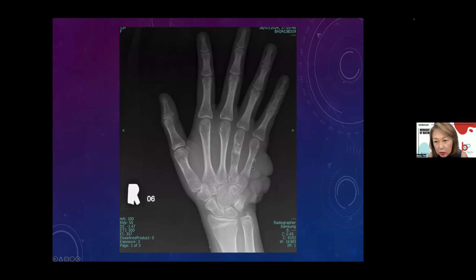What syndrome? Maffucci syndrome. It's a rare congenital syndrome where the patient will present with multiple, more than one, enchondromas, and also the soft tissue hemangioma. This is a real case. Very interesting.